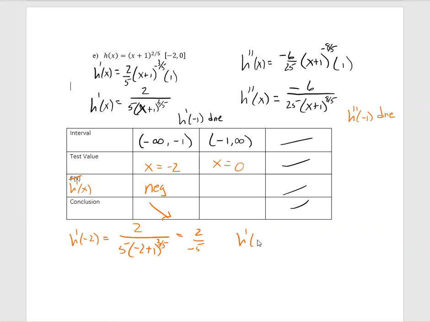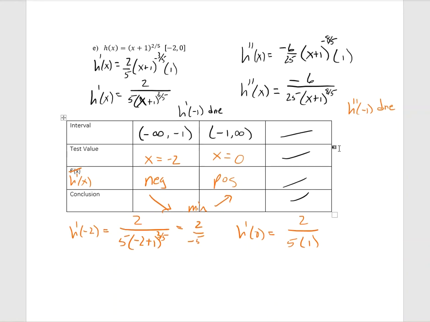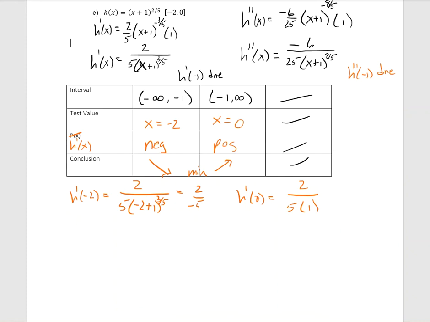Here at h prime of 0, we get 2 over 5 times 1. So that's positive. So we're increasing. And so we're thinking here at negative 1, the original function is defined, so we probably have a minimum there. But since we have a closed interval, right, we use an endpoint of negative 2, a critical number of negative 1, and an endpoint of 0. And we evaluate the original function.